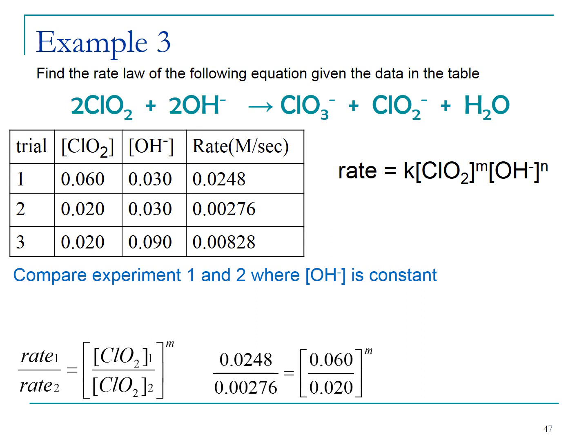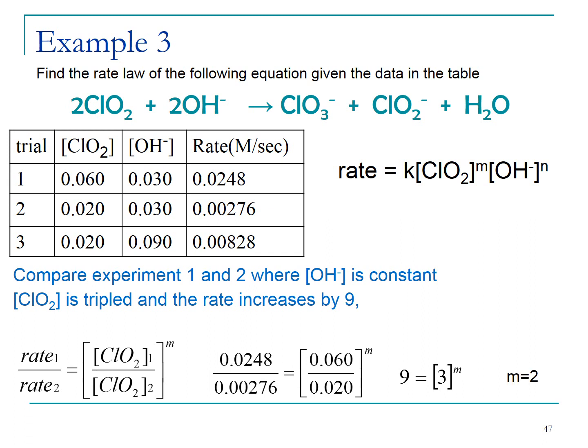So let's plug that in. The rate of number 1 is 0.0248 divided by the rate of number 2, 0.00276. The concentration of ClO2 for trial 1 is 0.060 divided by the concentration for trial 2, 0.020. So now if we do those divisions, we end up with 9 equals 3 raised to the m. So what does m have to be?